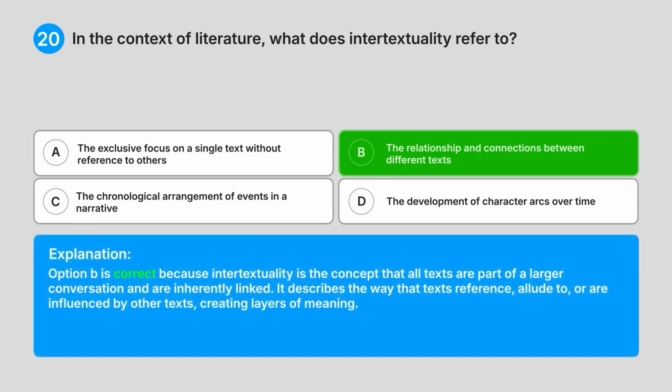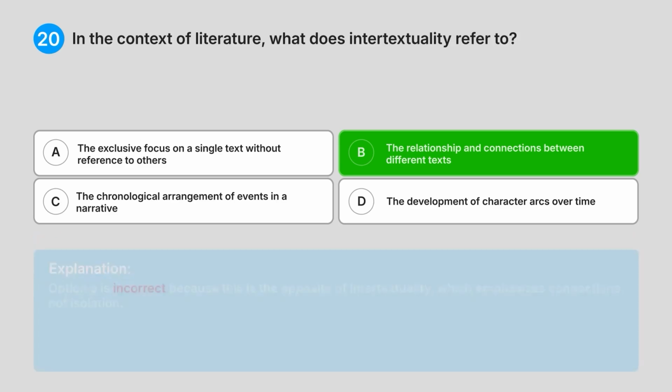Explanation. Option B is correct because intertextuality is the concept that all texts are part of a larger conversation and are inherently linked. It describes the way that texts reference, allude to, or are influenced by other texts, creating layers of meaning.